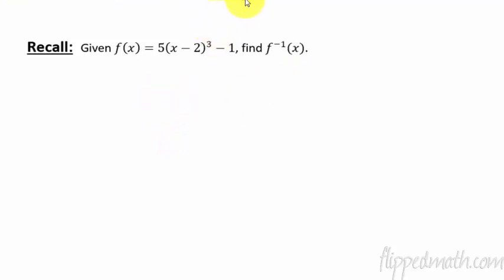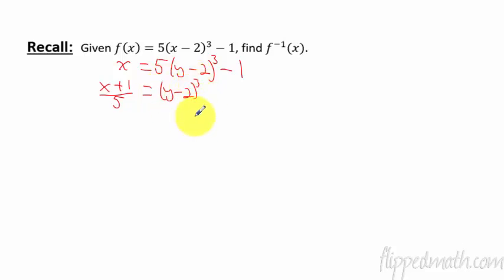If you remember, this is from swapping out the x's and y's. So if this is y, let's change this to an x equals 5, and then we'll replace the x with a y. So you swap the x's and y's, solve for y, and then that's the inverse. So if I add 1, and then I'm going to divide by 5, you'll get this crazy thing, y minus 2 cubed, and then we'll take the cube root of both sides and add 2.